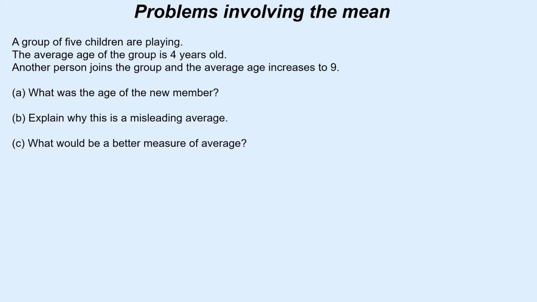We're not going to go into too many, but here we've got a group of 5 children playing, and it says the average age of the group is 4 years old. Another person joins the group, and the average age increases to 7. This should probably say mean actually. So we'll say the mean age.